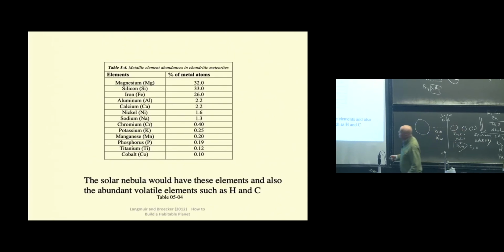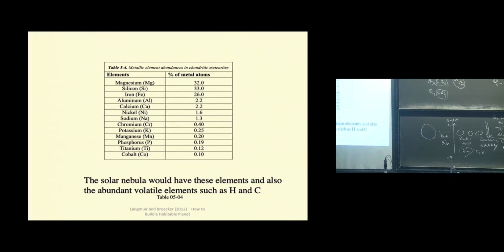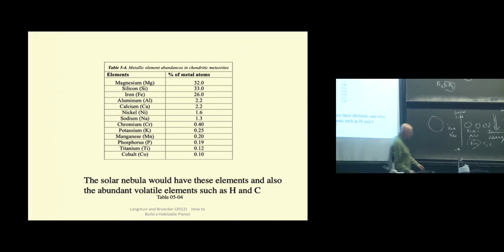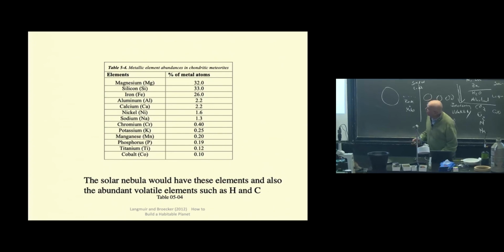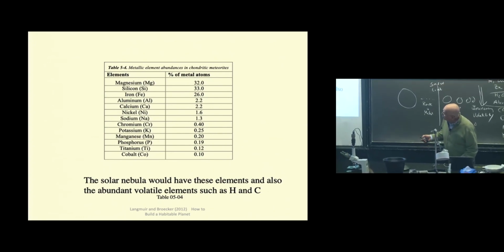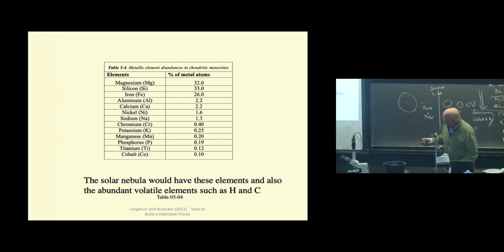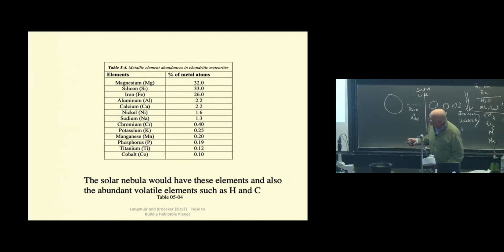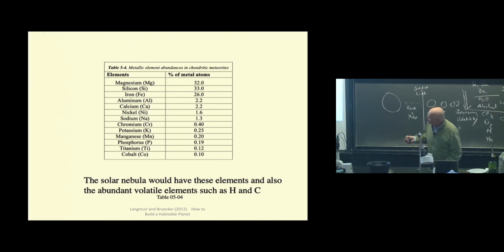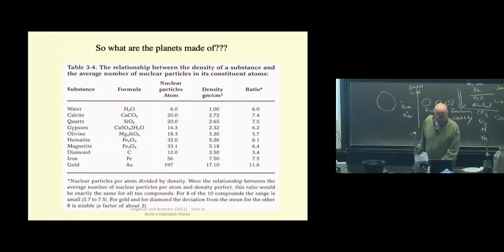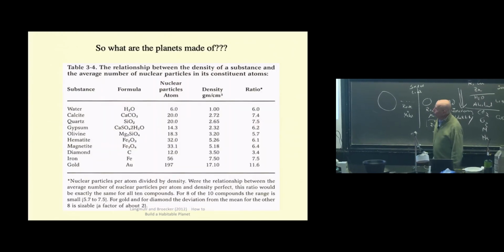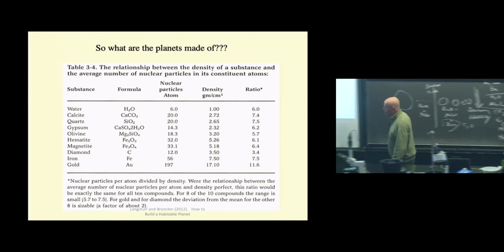And so, here are the metal abundances in chondritic meteorites, and you can see they're mostly made up of magnesium, silicon, and iron. And oxygen would be the other thing that's a major element, but because it's not a metal, it's not listed in that table.